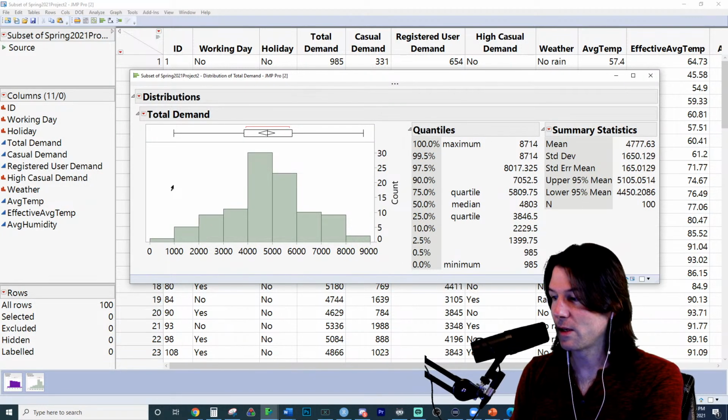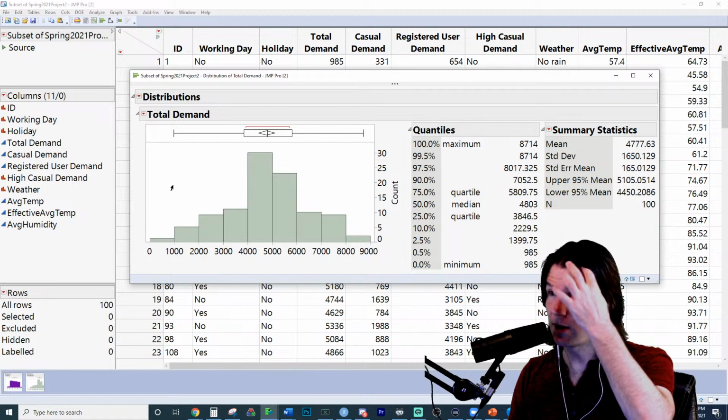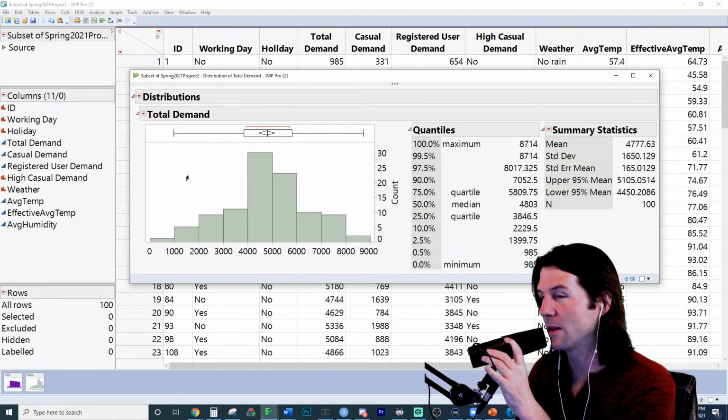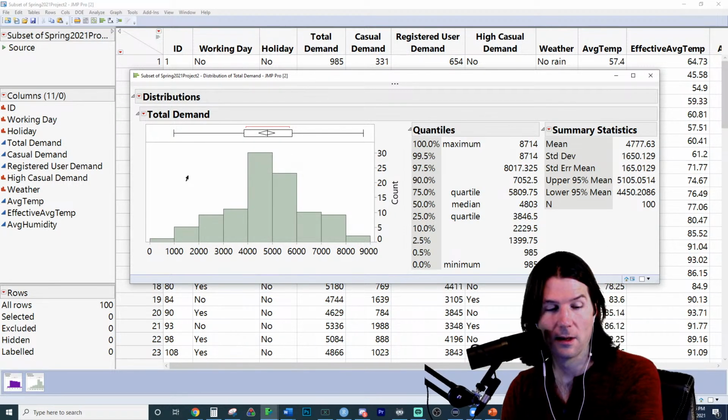Mandy, I'd say this is very, very symmetric, very unimodal. I mean, this is about as normal as it can look.